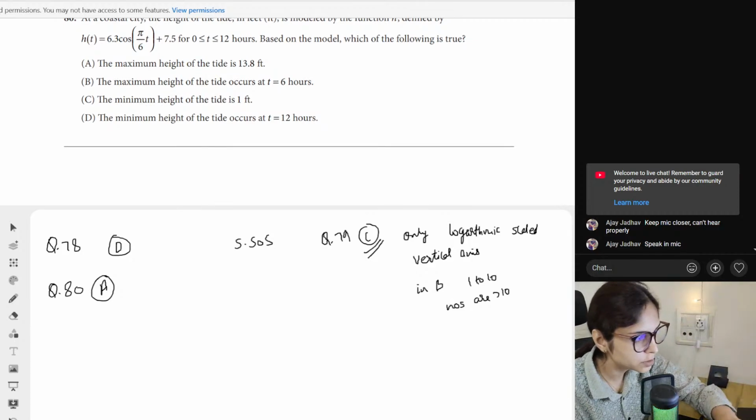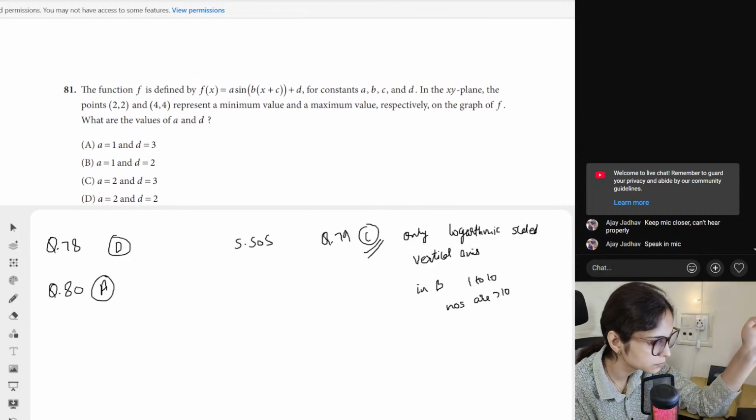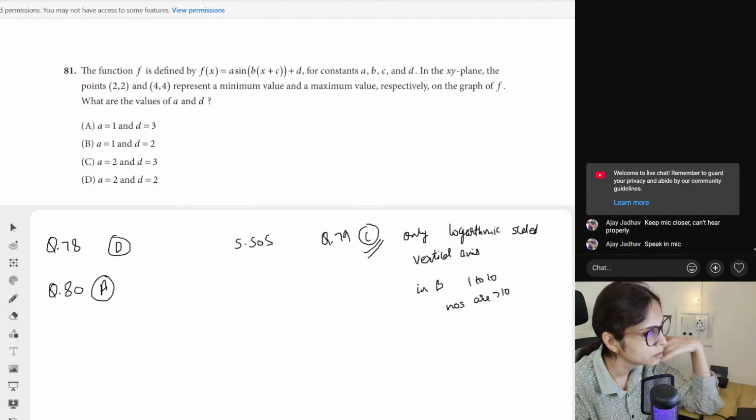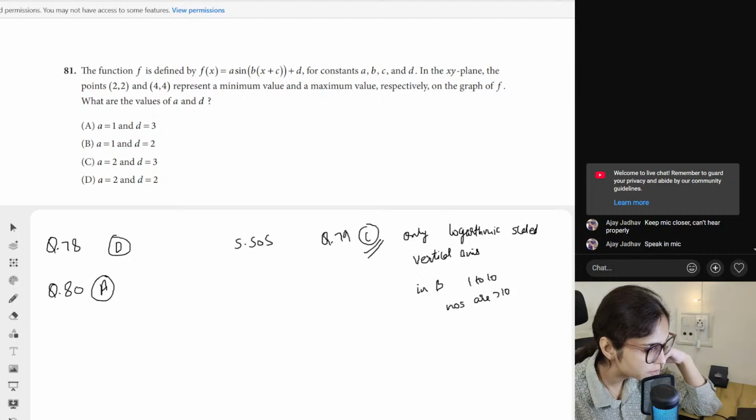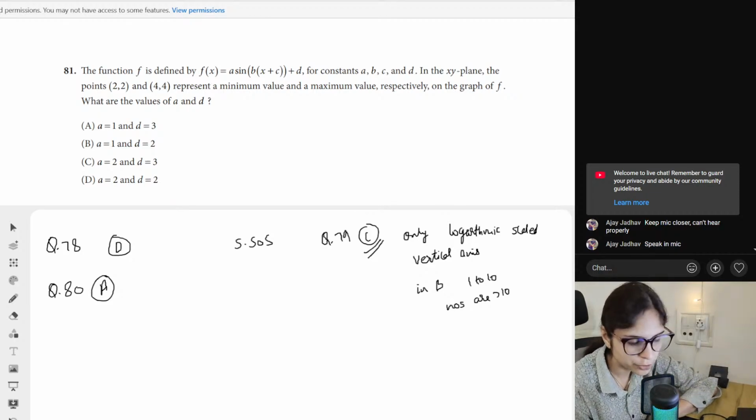Now moving to the next question, question number 81. The function is defined by f of x is equal to a sine of bx plus c, plus d, for constants a, b, c and d in the xy-plane. The points (2, 2) and (4, 4) represent a minimum value and a maximum value respectively on the graph of f. What are the values of a and d? Like I've told you before, a is your amplitude, and amplitude is maximum minus minimum divided by 2.